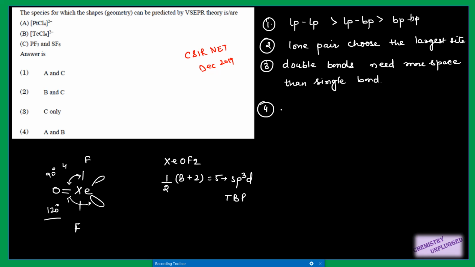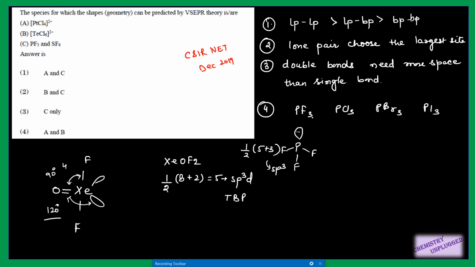The next point is that the bond angle changes with the electronegativity of the substituent attached. Suppose I have PF3, PCl3, PBr3 and PI3, right? So if I try to find out the hybridization of it, it will be half of 5 plus 3, meaning it will be sp3, but because of the presence of a lone pair of electrons, it will have a pyramidal shape, right?